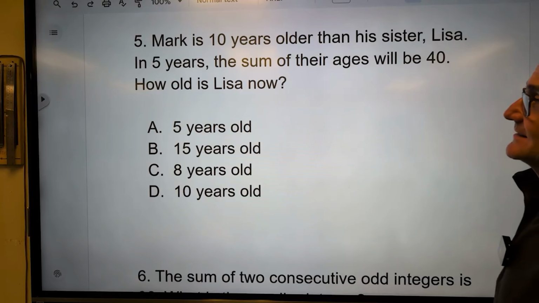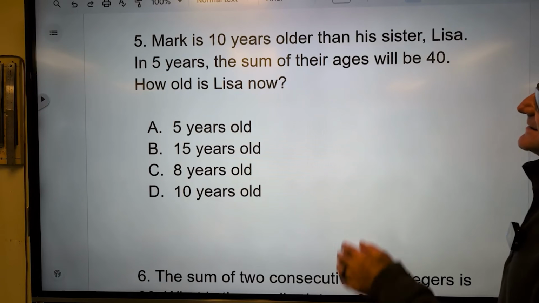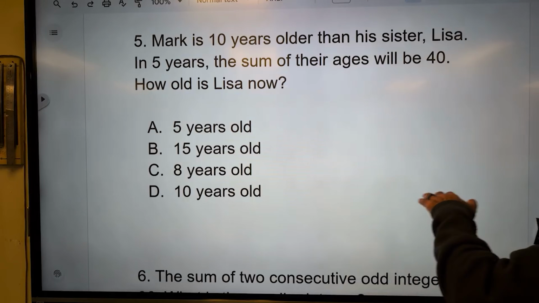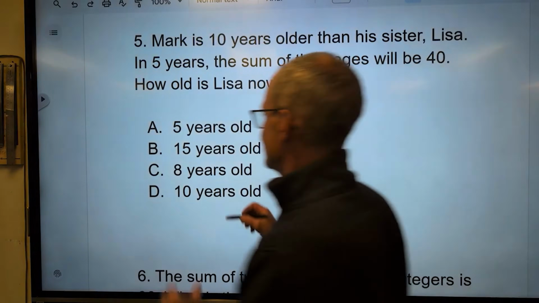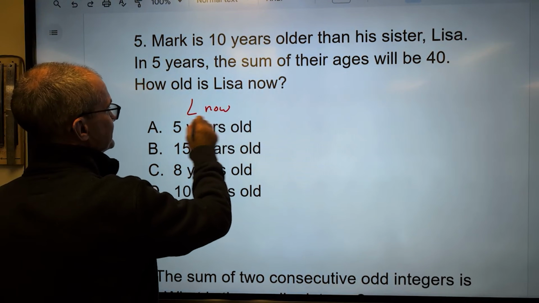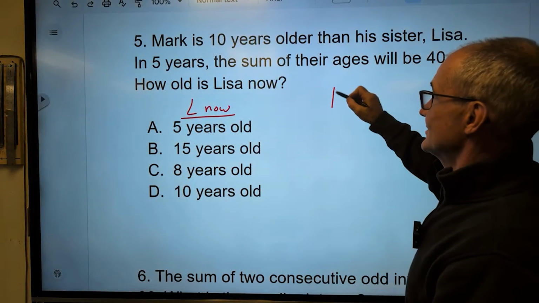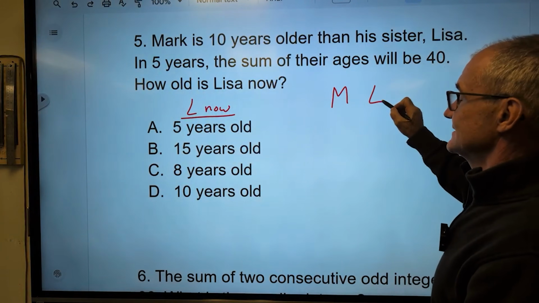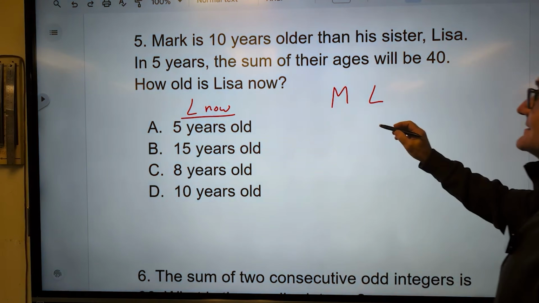So let's see here. Mark is 10 years older than Lisa. In 5 years, the sum of their ages is 40. How old is Lisa now? So these values are the age of Lisa now. So I could just write this out like Mark and Lisa. Mark is 10 years older than his sister Lisa.